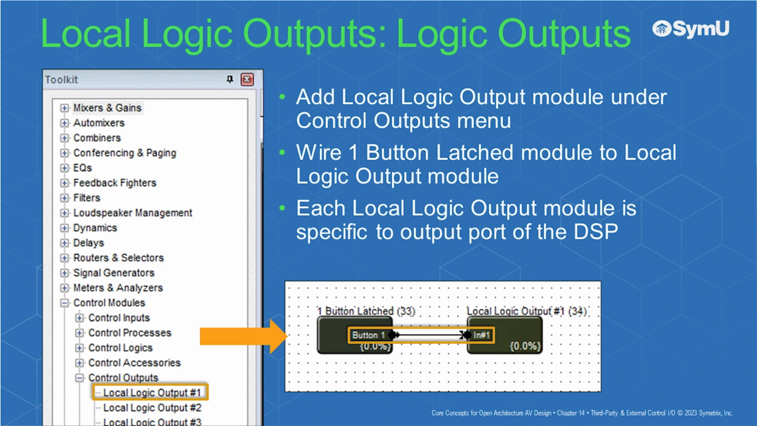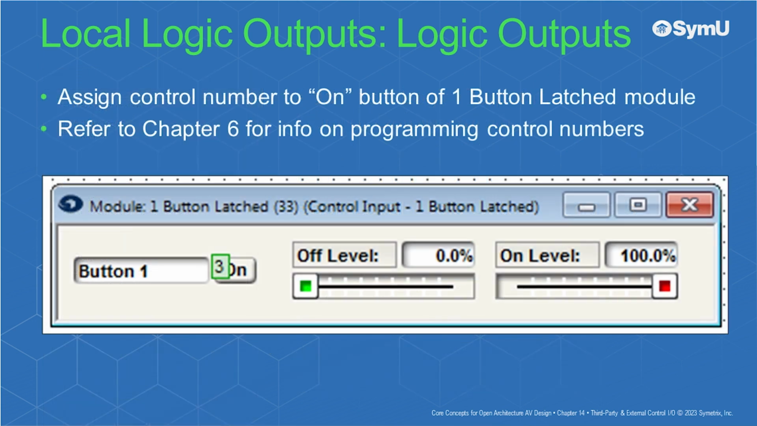Each local logic output module is specific to the output port of the DSP. Assign a control number to the on button of the one-button latched module. Refer to Chapter 6 for instruction on programming control numbers in Composer.